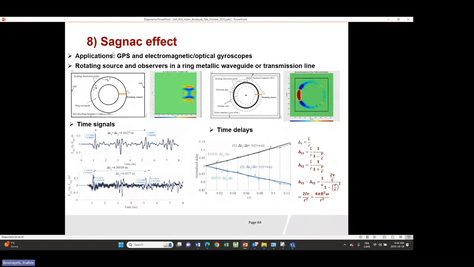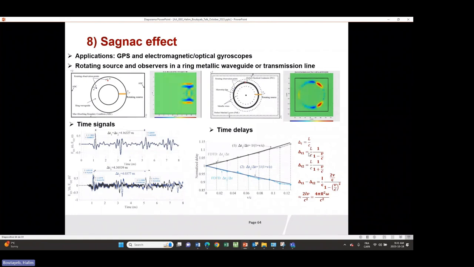In GPS, they have to use the Sagnac effect. If they don't use it, they would not get the right position of a receiver, because of the rotation of Earth: the satellite is rotating and the receiver is moving. So the Sagnac effect is detailed here.